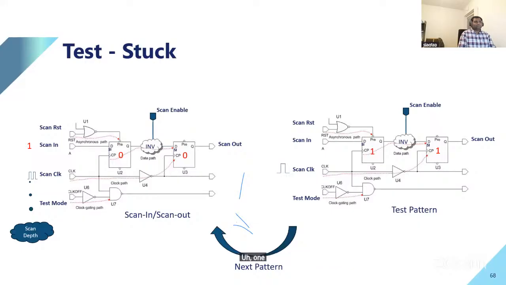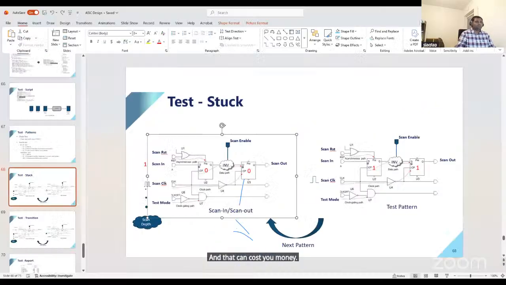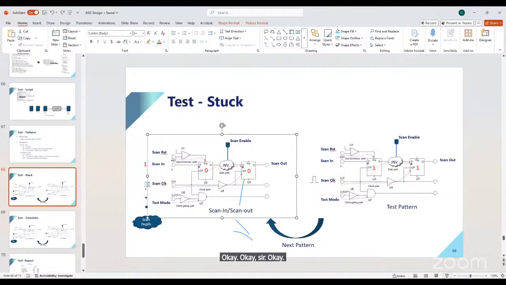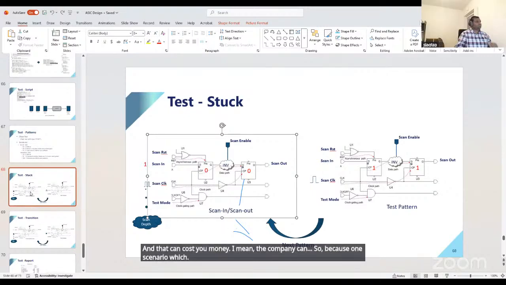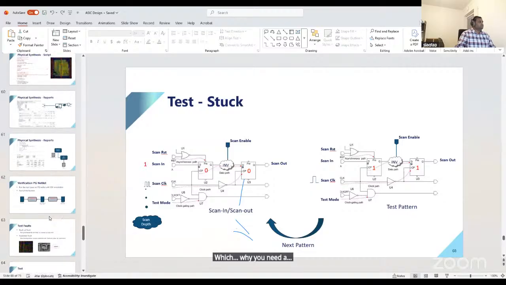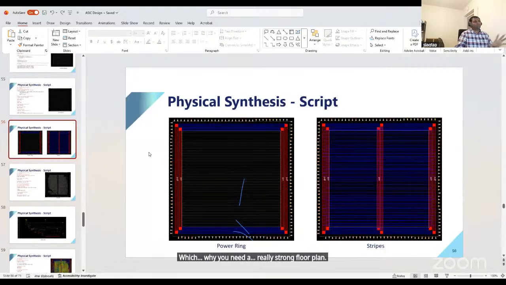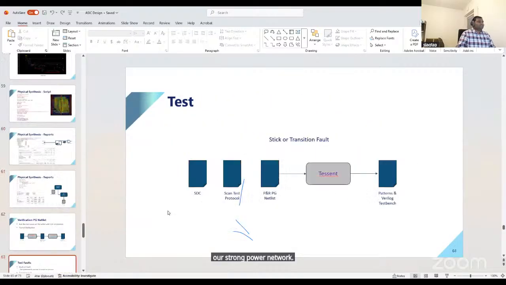one die. But if you have to do this trickery, filling the first chain, then the second chain, then the third chain, your scan time can go from 4 seconds to maybe 7 seconds, more than 30 to 50% more, and that can cost the company money. This is one scenario for why you need a really strong floor plan and a strong power network.